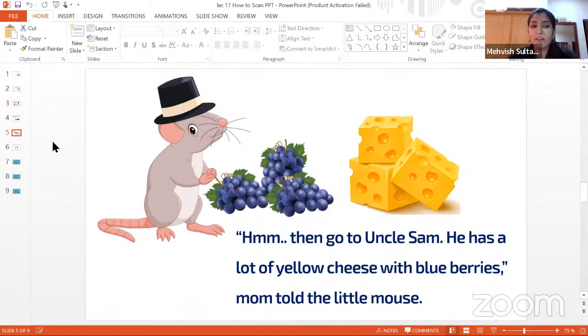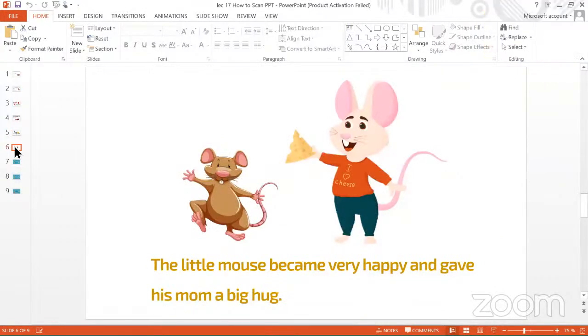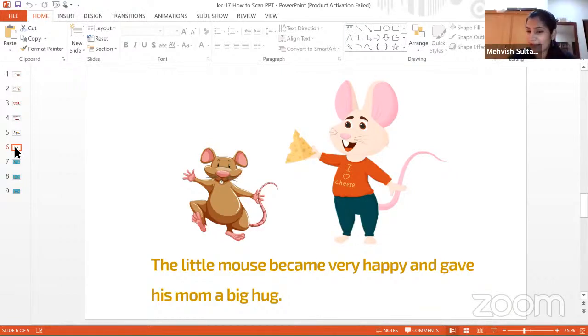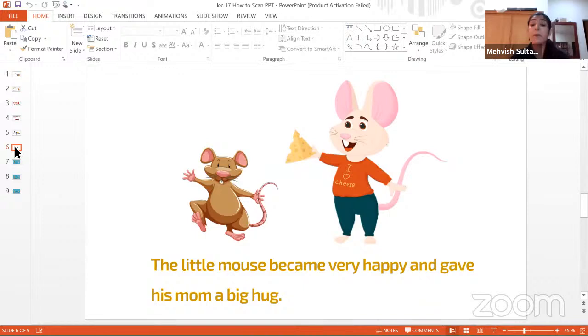Thank you. Abhimanyu, hello. Can you please read the last slide? Yes, ma'am. The little mouse became very happy and gave his mom a big hug. Wonderful. I'm going to read it once and I would like you to repeat after me. The little mouse became very happy and gave his mom a big hug. Can you try it one more time? Yes. The little mouse became very happy and gave his mom a big hug. Very good.